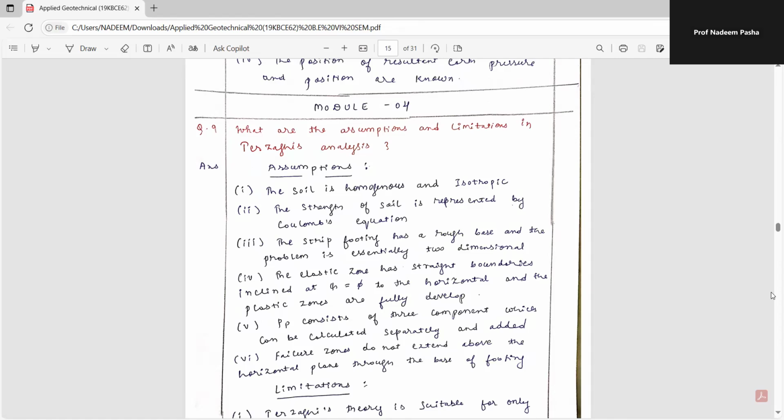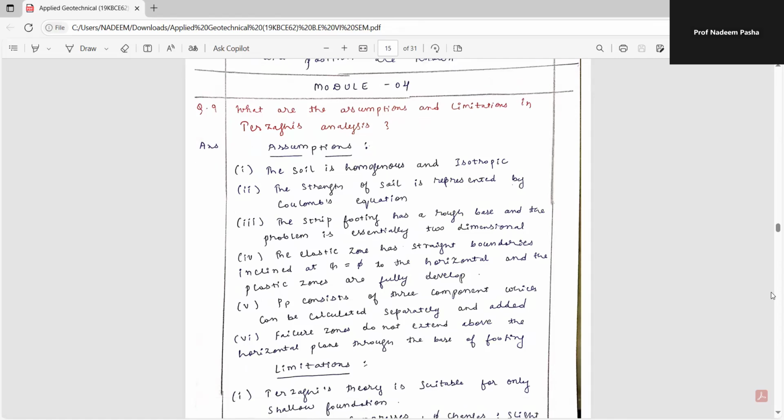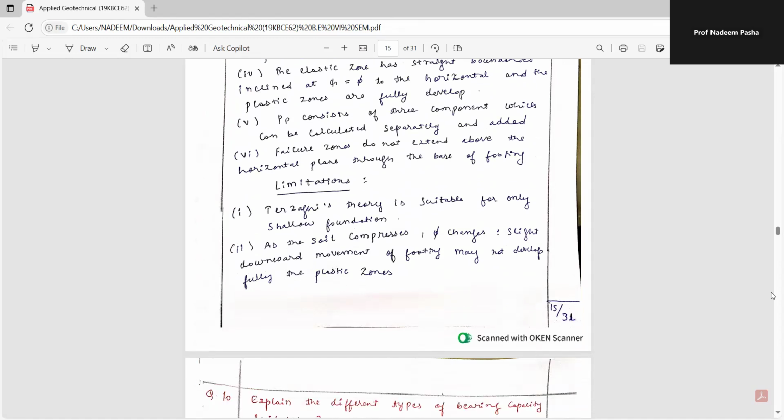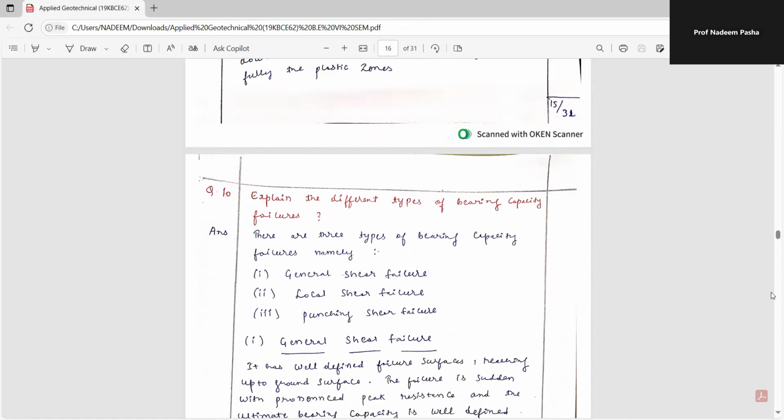The elastic zone has straight boundaries inclined at phi equal to psi to the horizontal, and the plastic zones are fully developed. Pp consists of three components which can be calculated separately and added. Failure zones do not extend above the horizontal plane through the base of the footing. Limitations of Terzaghi's theory: it is suitable only for shallow foundations. As the soil compresses, the slight downward movement of the footing may not develop the plastic zones fully.